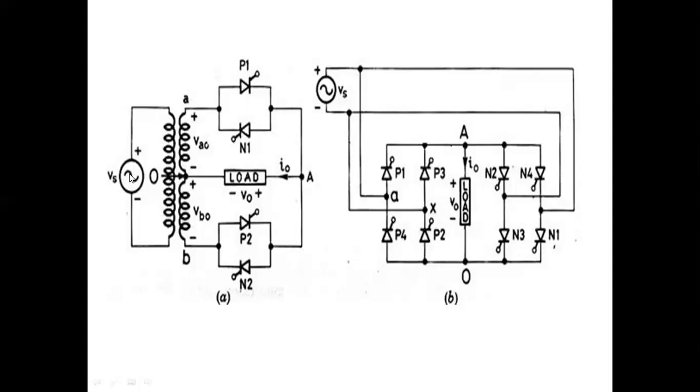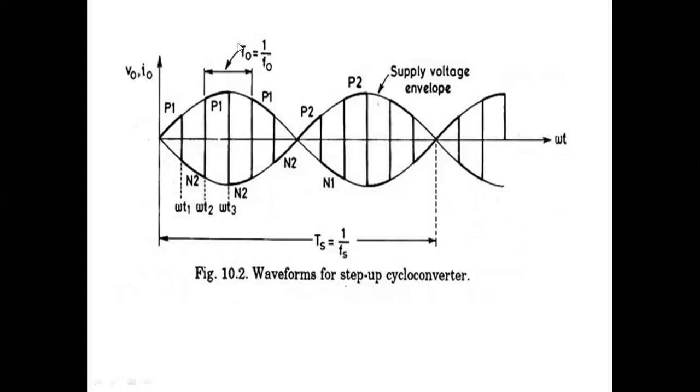During the positive cycle of the supply voltage. What do you mean by positive cycle? From here to here, from 0 to pi, this is the positive cycle. From here to here, this will be the negative cycle. One positive and one negative together is called one cycle. First, I am discussing the positive cycle, from 0 to pi.